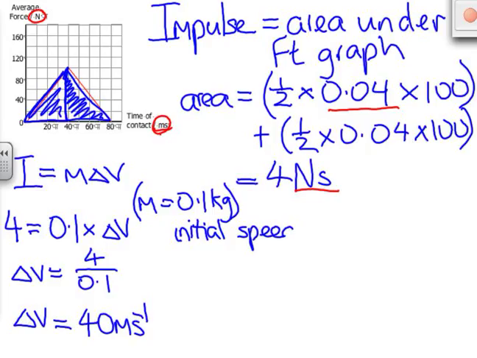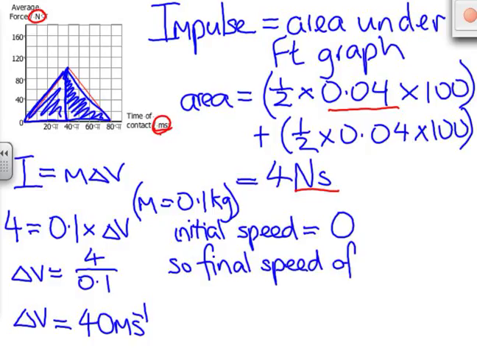We're told the golf ball was stationary, so its initial velocity is 0 meters per second. With a change of 40 meters per second, that means that the final speed of the golf ball is 40 meters per second.